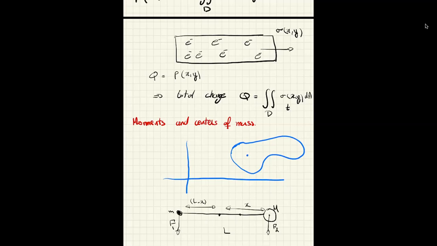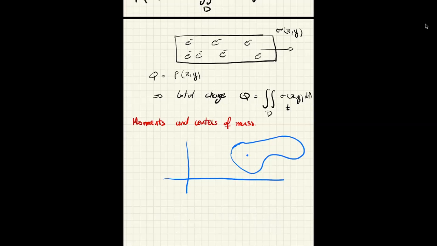Now, how can you do this? This is not an easy exercise for a two-dimensional object. So here comes the double integral. I'm just going to give you the answer. I wish I could speak about this more, but the time is a bit limited.